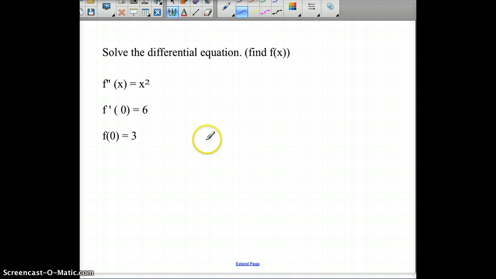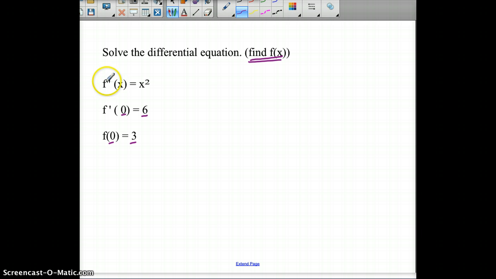Solve the differential equation. A differential equation is an equation that has a derivative in it already. When they say solve the differential equation, what they want you to do is get to the original function. This example gives us specific values for the original function and for the first derivative. So we're not going to find the general solution, we're going to find a particular solution. So when we integrate, we're going to use c, but then we're going to use this information here and here to find the value of c.